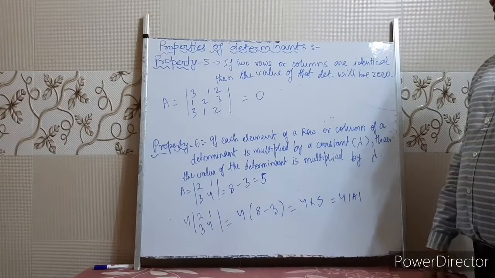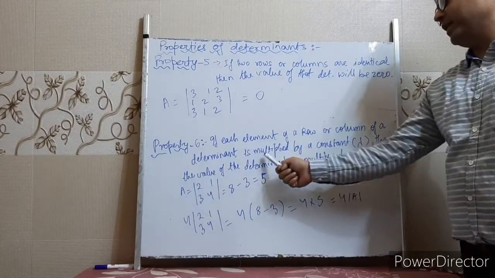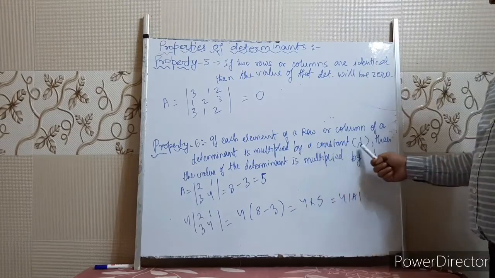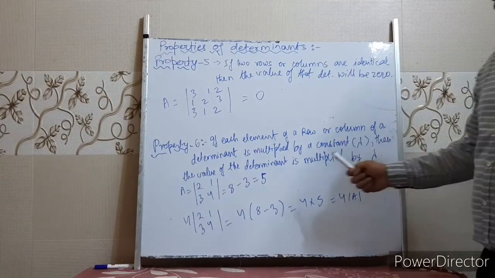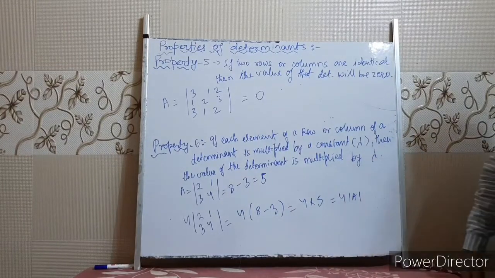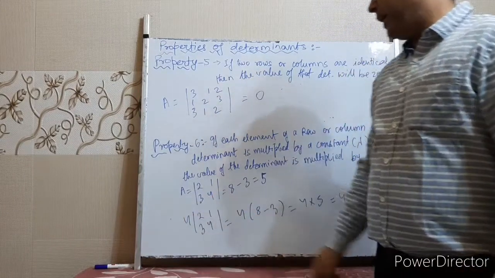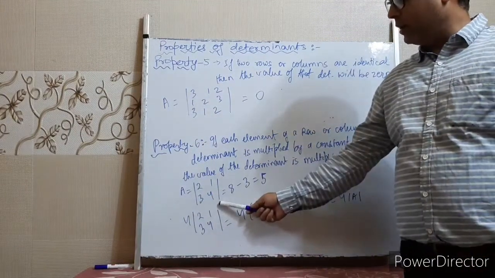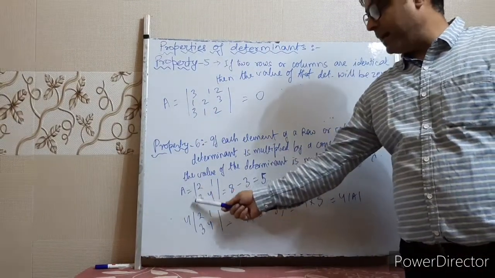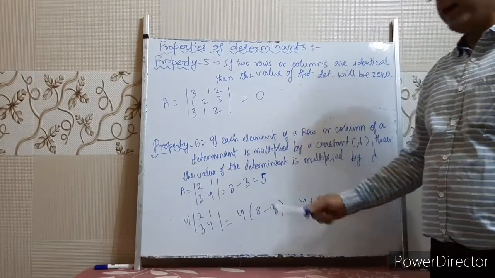Property 6 says if each element of a row or column of a determinant is multiplied by a constant, say lambda, then the value of the determinant is multiplied by the same constant. Let's see how. I have taken an example. I have taken a determinant A which is 2, 1, 3, 4. And when we expand this determinant, what will we get? 2 4s are 8, minus 3, we'll get 5.